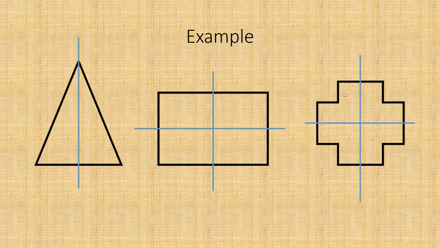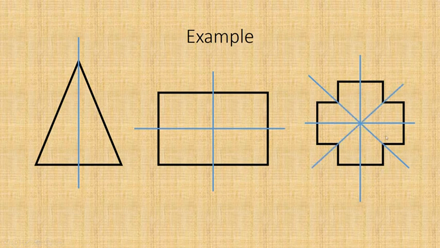Yes, this one. If I just draw this line and try to fold this shape, the halves are going to be identical. So this is called a line of symmetry. Okay, but there is a surprise here. There is another line of symmetry and another line of symmetry.